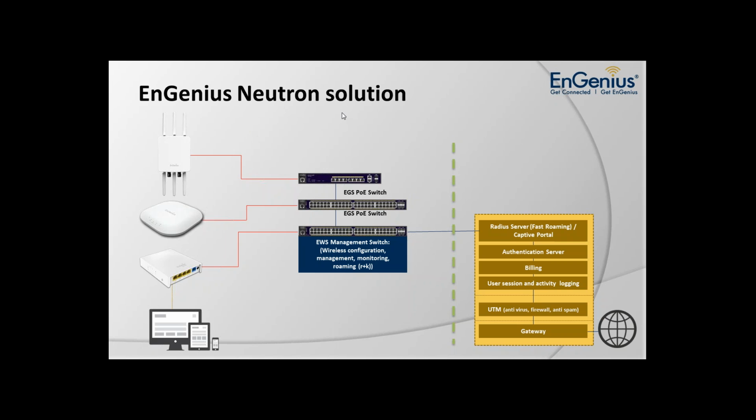But still, of course, you can use our Neutron solution alongside all the other services that do the other things inside your network. So for instance, you can use our Neutron solution, and at the end you have a SonicWall firewall, or maybe you have a Utopia hotspot server, something like that. Just what you want.